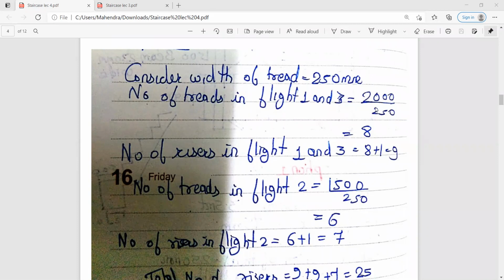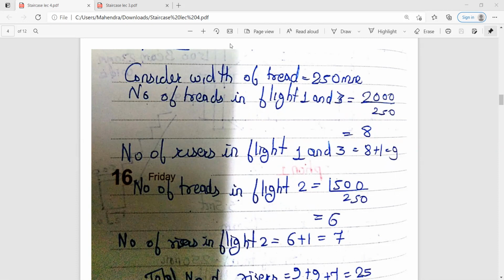That is 2000 by 250. 2000 is nothing but the width of the landing, and 250 is your width of tread. So from that you get the number of treads as 8. Then number of risers in first and third flight: number of risers in flight 1 and 3 will be 8 plus 1, that will be 9.